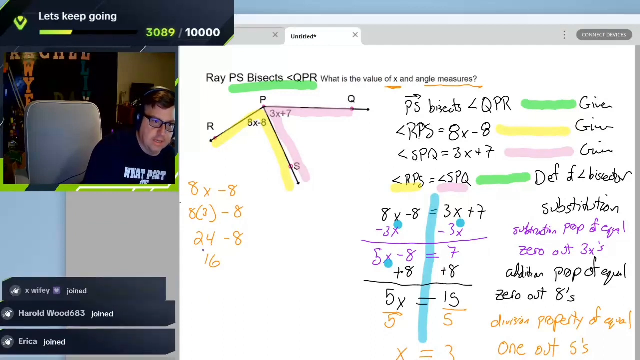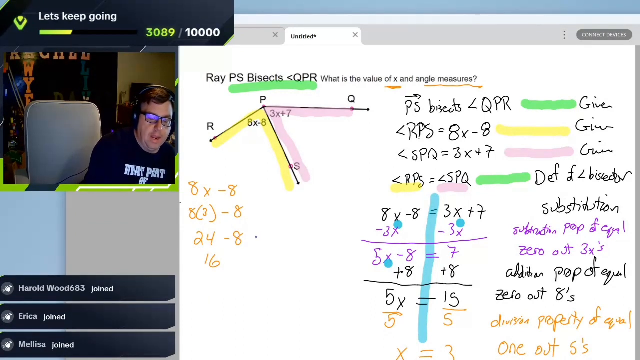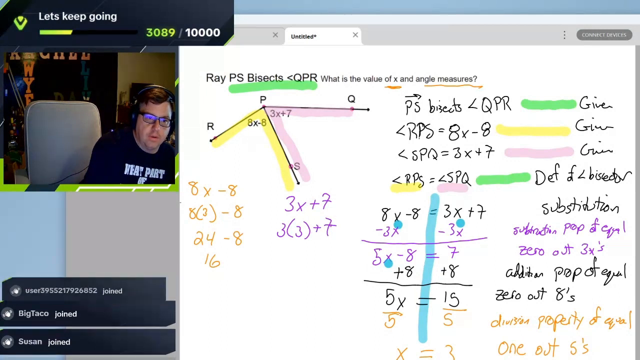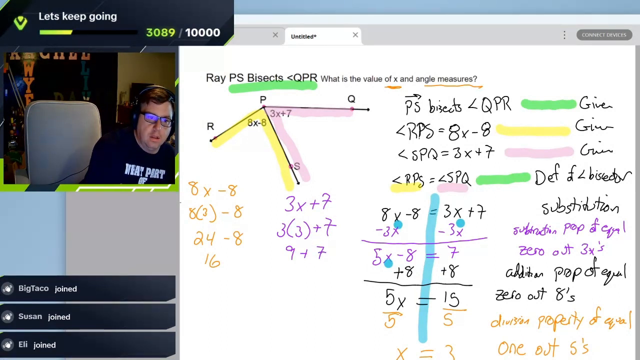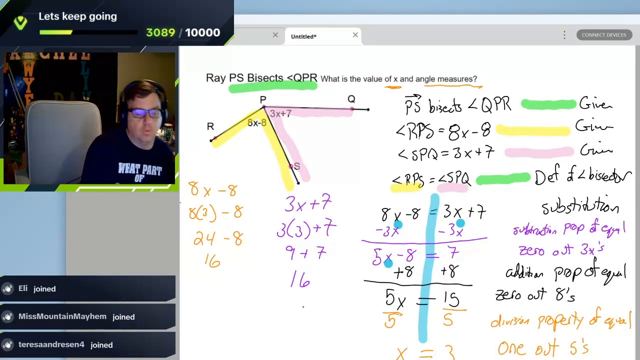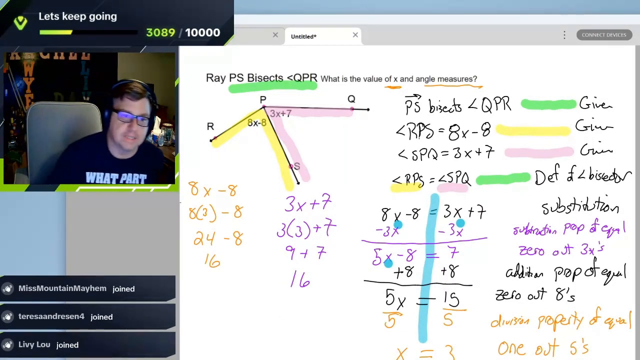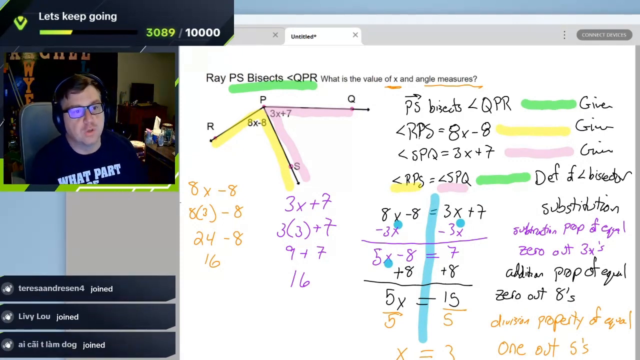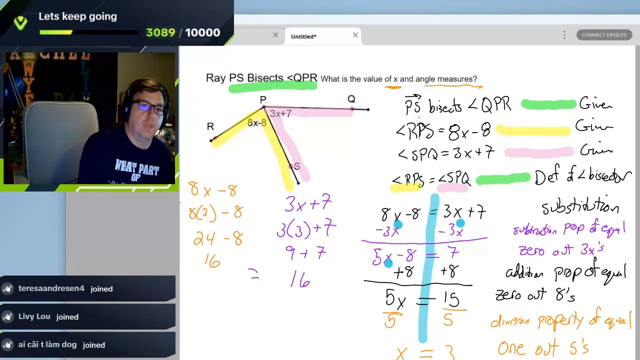So it's a number sense game. If I know I can split up 8 into 4 and 4, take the 4 away from the 24, and I'm left with 20, then I only have to do 20 take away 4 and get 16. Now, double check. So 3 times 3 is 9, and 9 plus 7 becomes 16. So I know these are equal, and I knew they got bisected, so that should tell me that this is the correct answer.